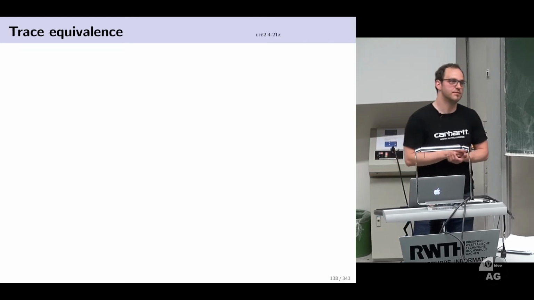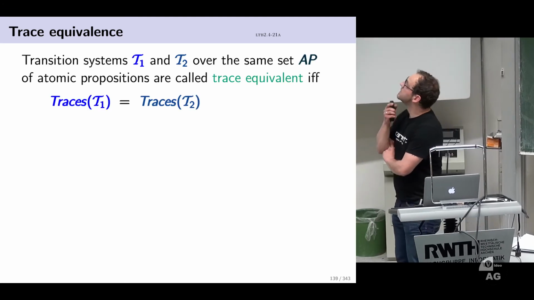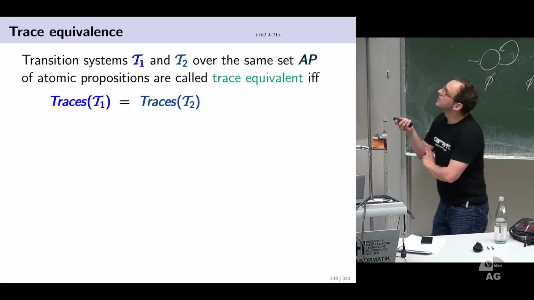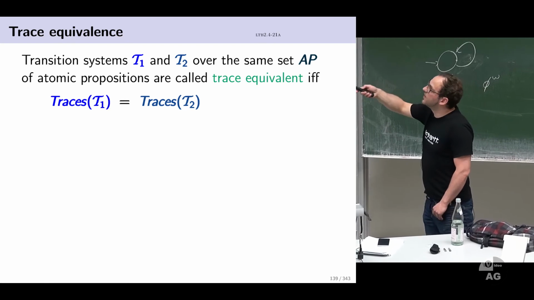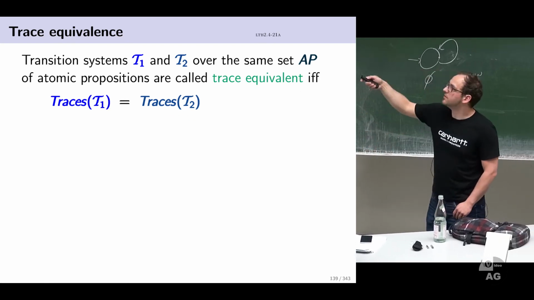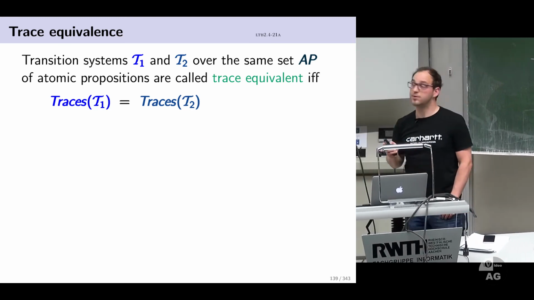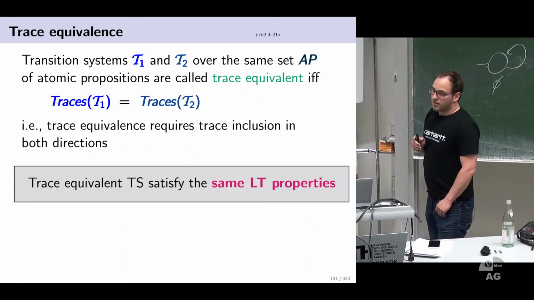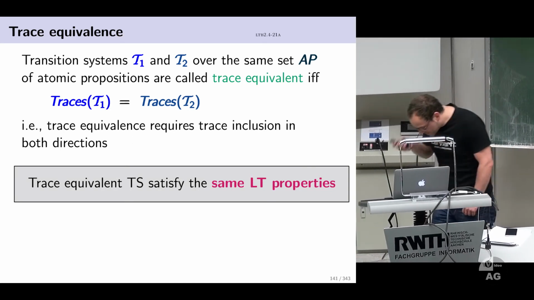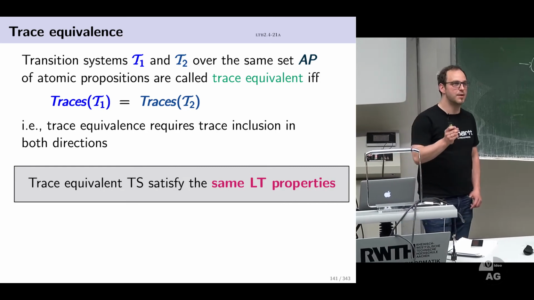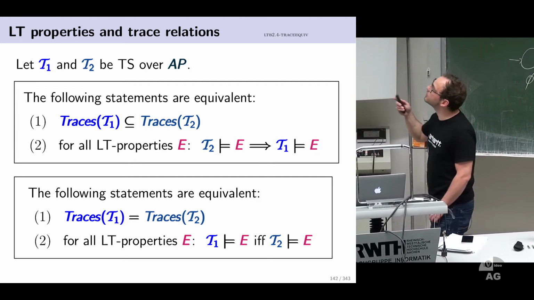Okay, let's take this one step further. Right now we had trace inclusion, but there's also trace equivalence, so that the traces of two transition systems are the same. So let's consider two transition systems, T1 and T2. They are called trace equivalent if we have trace inclusion in both directions. So the traces of T1 are included in the traces of T2, and the traces of T2 are included in the traces of T1. Well then, what you can show is that trace equivalent transition systems satisfy exactly the same linear time properties. And that's not hard to see, so we leave it as an exercise to prove this.